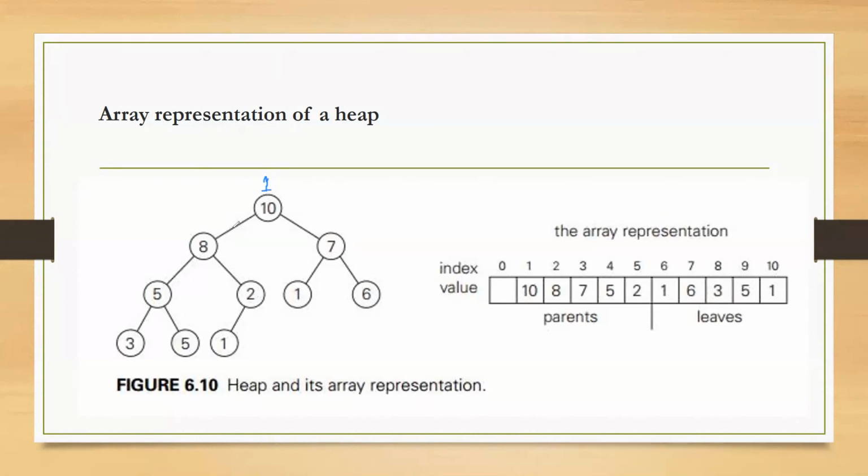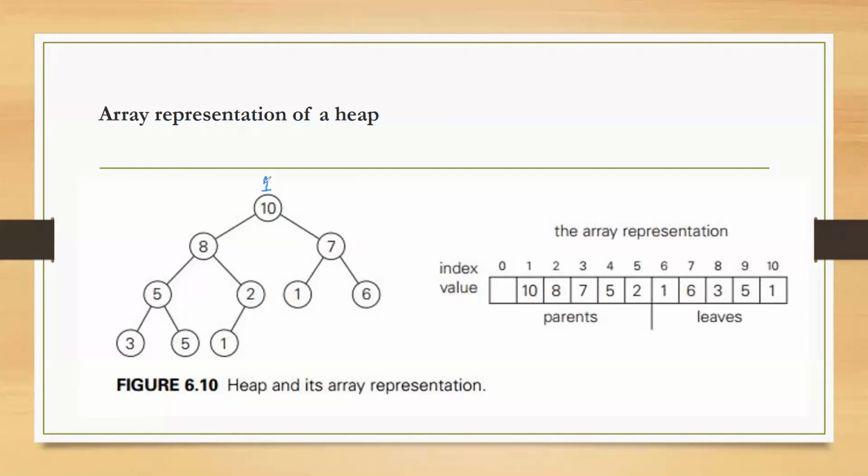Now, where should these 8 and 7 be stored, and how do we calculate this? If the parent is at index I, the left child is at 2I and the right child is at 2I plus 1. I hope you got it. If the parent is I, the left child is 2I and the right child is 2I plus 1.